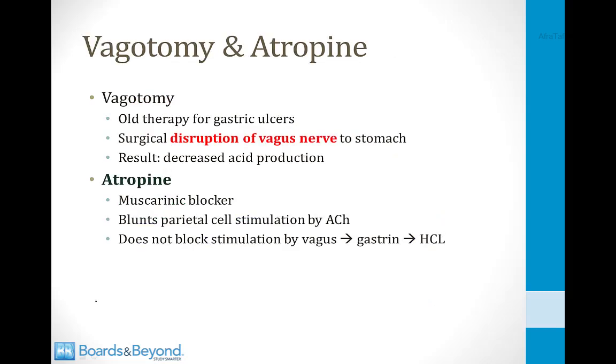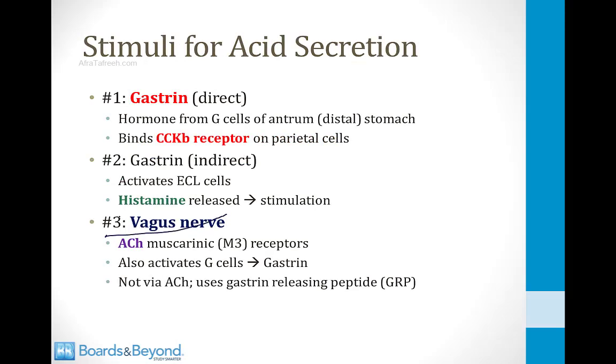So decades ago, before we had medicines to suppress acid production in the stomach, patients could suffer from severe and potentially fatal peptic ulcer disease, and sometimes those patients would undergo a vagotomy where the vagus nerve supply to the stomach would be surgically disrupted, and the result would be decreased acid production. And you should understand this based on what we just discussed on the last slide. If you cut the vagus nerve, you cut this mechanism of stimulating acid production, so there's no acetylcholine release onto the parietal cells, and there's no activation of the G cells and gastrin production. Therefore, you decrease the amount of acid in the stomach.